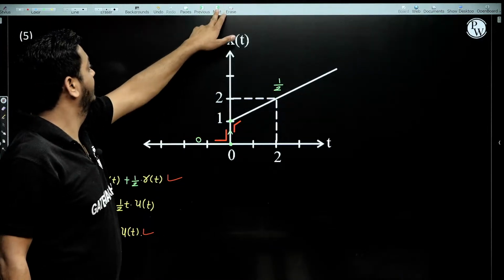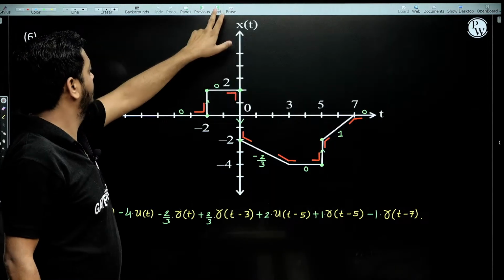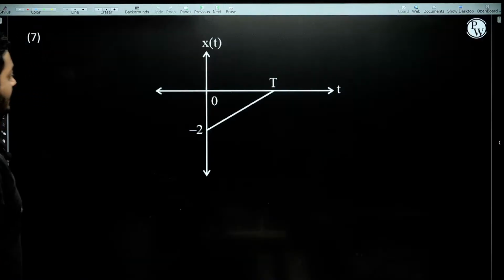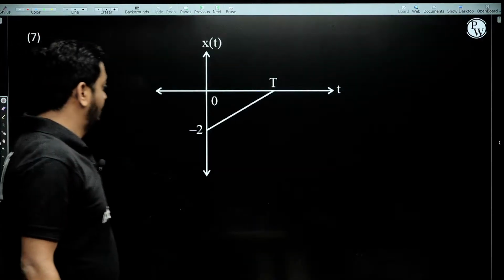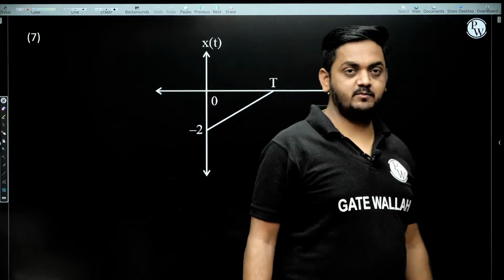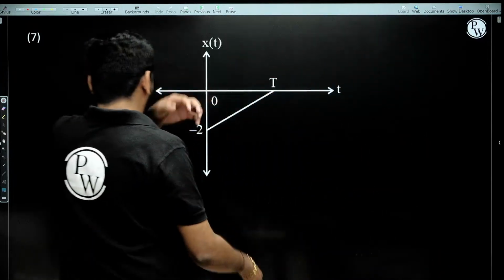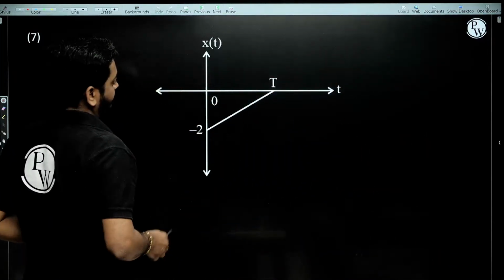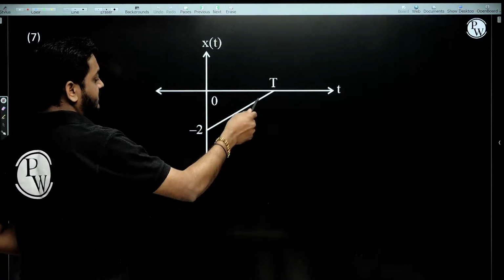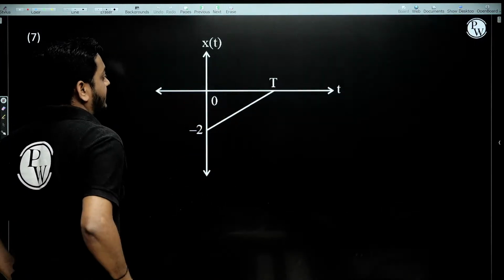Okay. Now try this question. Is window function possible here? Yes, here window function is possible. So this is the limited ramp between 0 and t. The ramp function only between 0 and t. So here window function is possible.